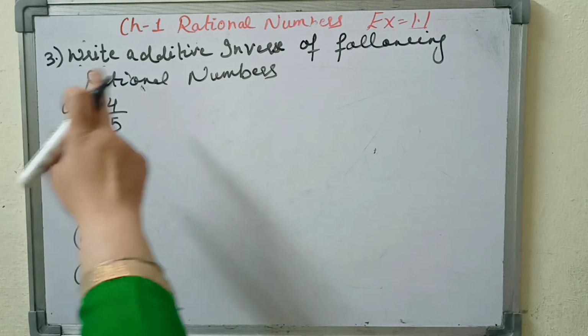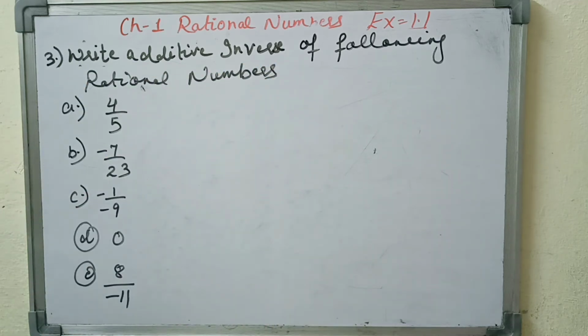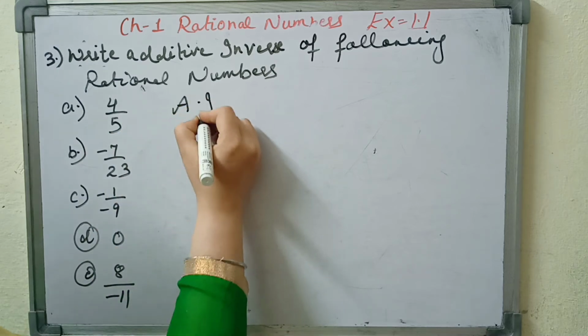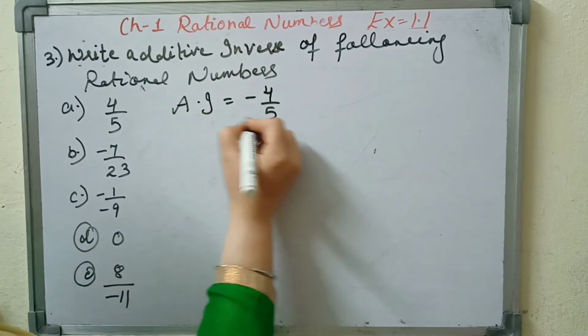Third, write the additive inverse of the following rational numbers. Additive inverse is the negative of a number, or you can simply change the sign of the number. That is, if the number is positive, then its additive inverse is negative. First part is 4 over 5. Its additive inverse is minus 4 over 5.